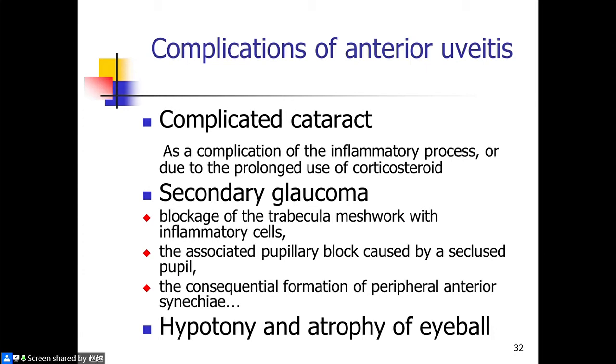The third is hypotony and phthisis bulbi. Repeated or chronic inflammation can lead to ciliary body atrophy and decreased aqueous humor secretion, causing hypotony. Serious cases can cause eyeball atrophy.